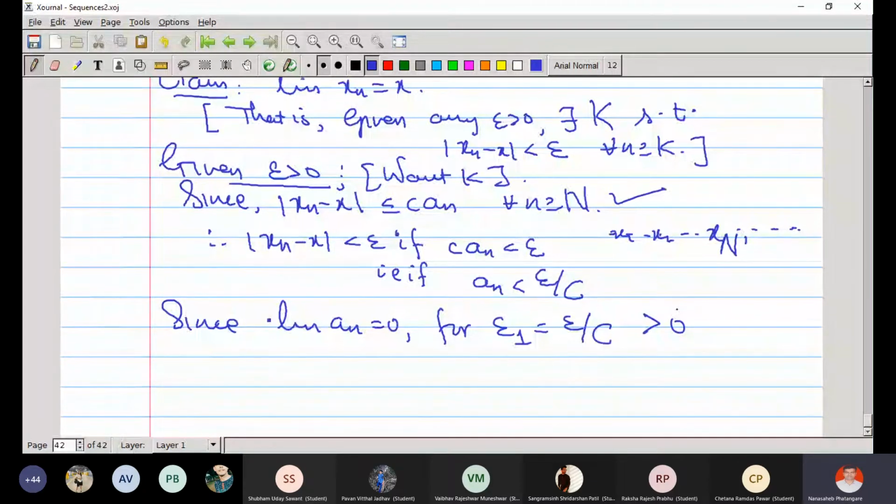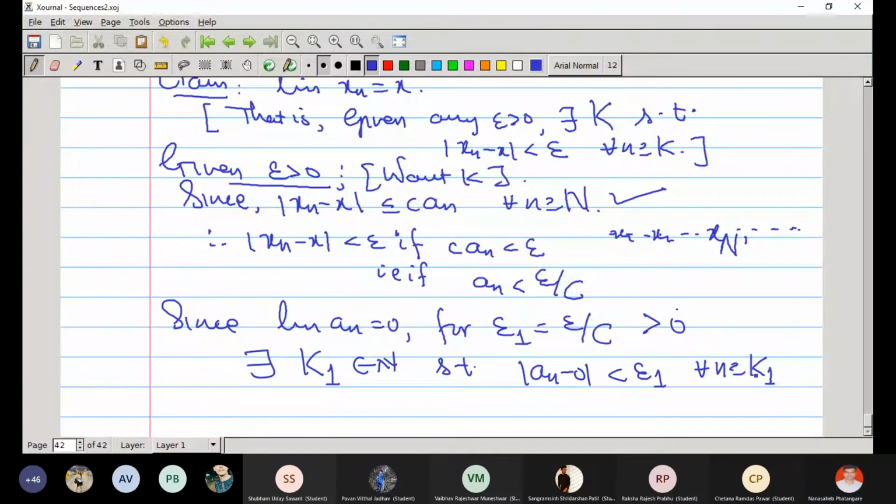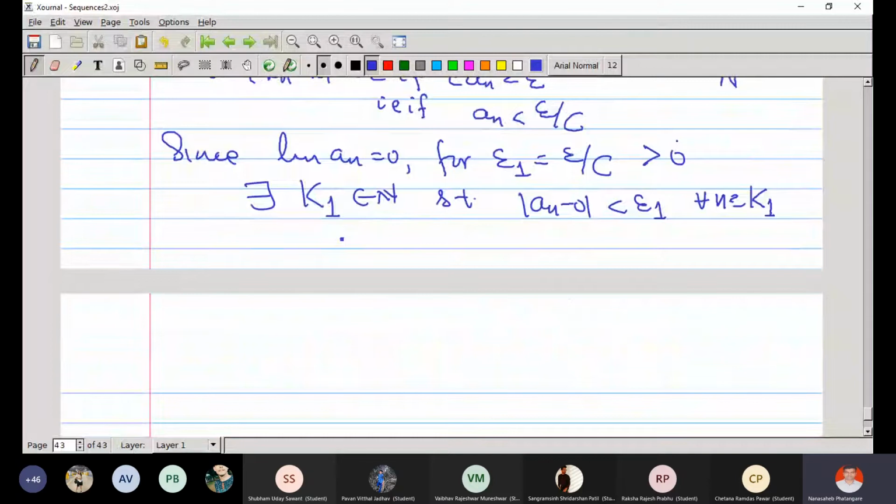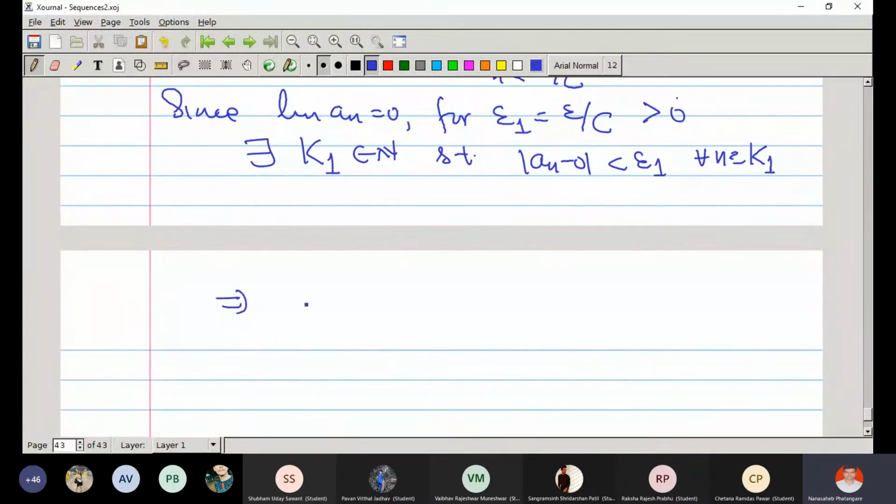So in particular for this epsilon 1, there exists k1 from the limit of an being 0, such that |an minus 0| is less than epsilon 1 for all n greater equal k1. Am I right? So what can I do further? Therefore, |an minus 0|, which is just an, is less than epsilon upon c for all n greater equal k1.